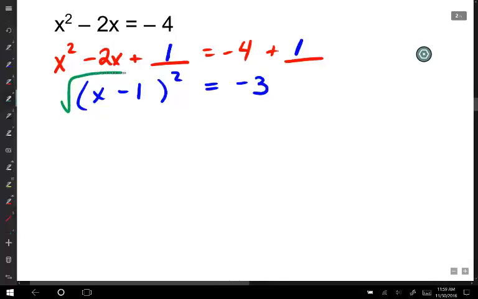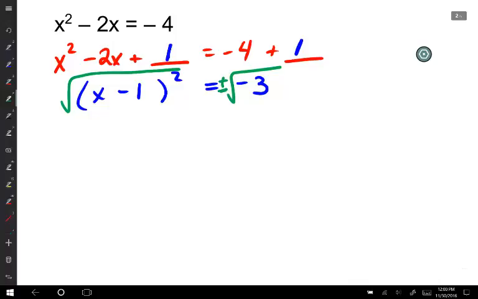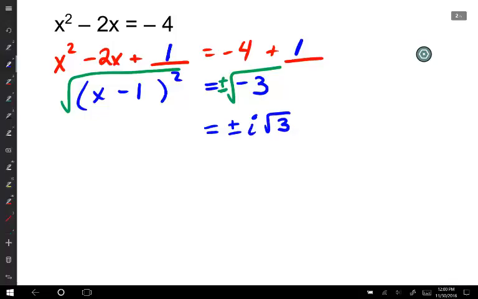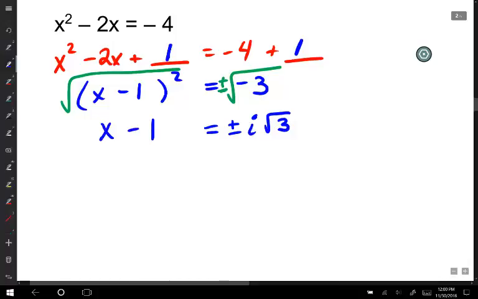Square root. When you take the square root, you have 2 answers. So there's your plus or minus. Yes, plus or minus i square root of 3. Do you understand why Danielle said that? Where did the i come from? The negative. And on this side we have x minus 1. So how do I solve this? Just add the 1. 1 plus or minus i root 3.